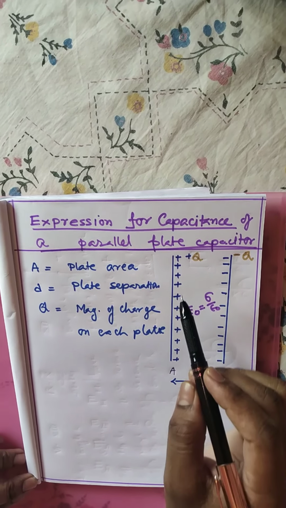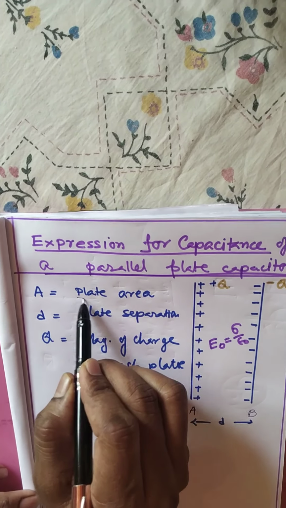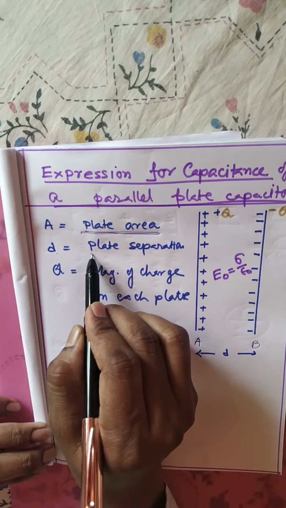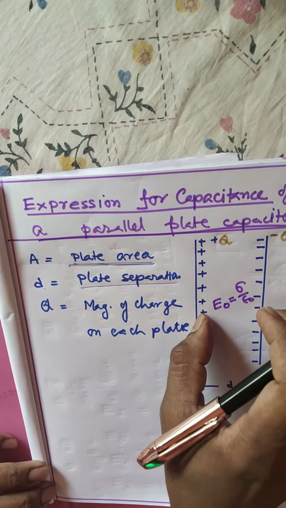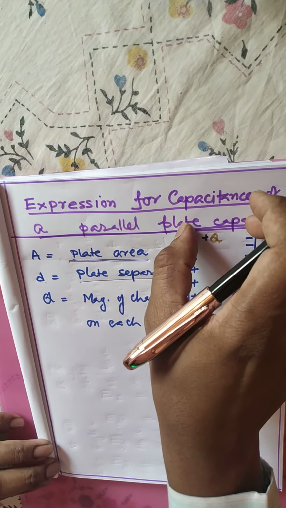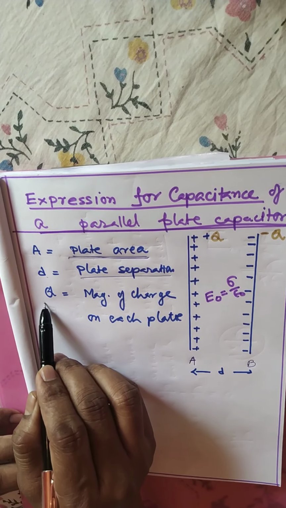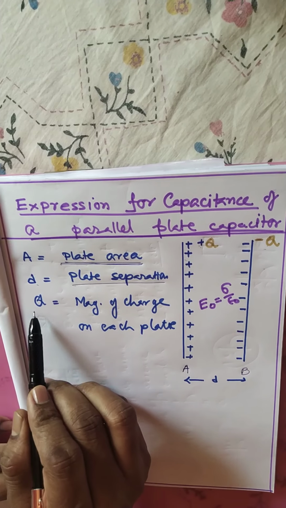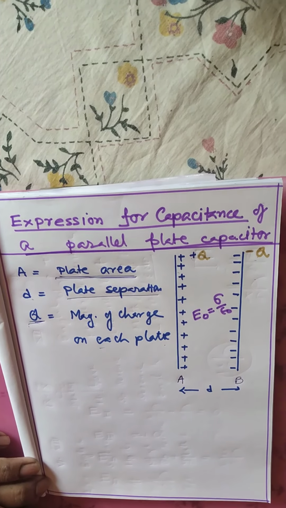Let us consider plates A and B, where A is the plate area, and d is the separation between the plates, and this is uniform throughout because it is a parallel plate capacitor. The plates are kept parallel. +Q and -Q are the charges on each plate. So Q is the magnitude of charge on each plate. Okay.